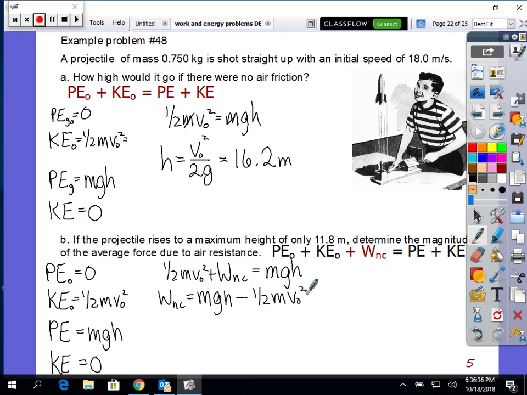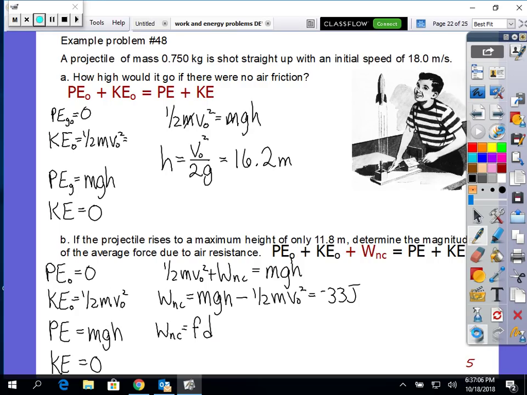And I know all those things. I can plug all those things in, and I get a work of negative 33 joules. But it doesn't ask for the work, it asks for the average force. And this is friction, so it's opposing the motion. The work non-conservative done by friction is going to be the friction force times the distance it goes, which is equal to the height.